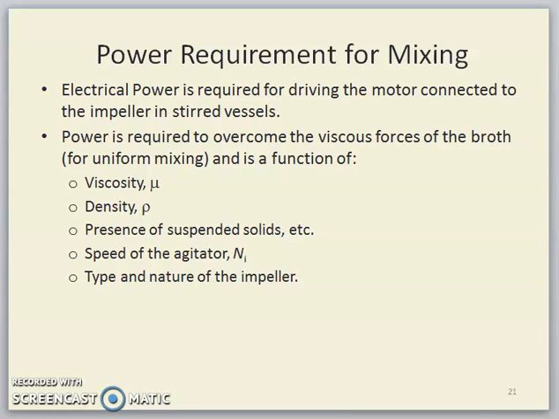Electrical power is required in order to drive the motor that is connected to the impeller in the vessel. The power is required to overcome the viscous forces of the broth in order to have uniform mixing, and it's a function of viscosity, density, presence of suspended solids, speed of agitator, and type and nature of the impeller.